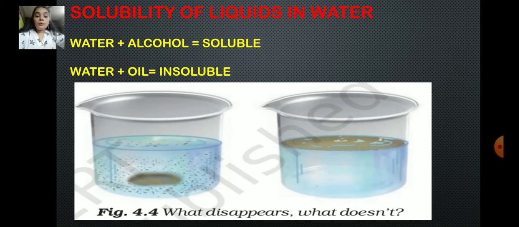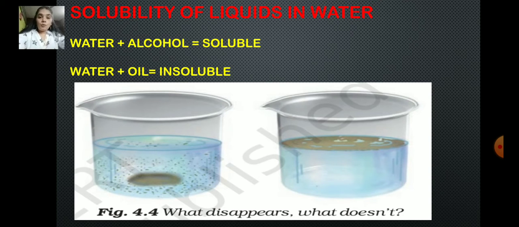So observe the liquid mixes with water. So which liquid mixes with water? Yes, lemon juice gets mixed with water and oil does not get mixed with water. It floats in the water. So water plus alcohol is equal to soluble substance. The liquid which dissolves in water is called soluble, and water plus oil is insoluble because it floats in water. It does not dissolve in water.